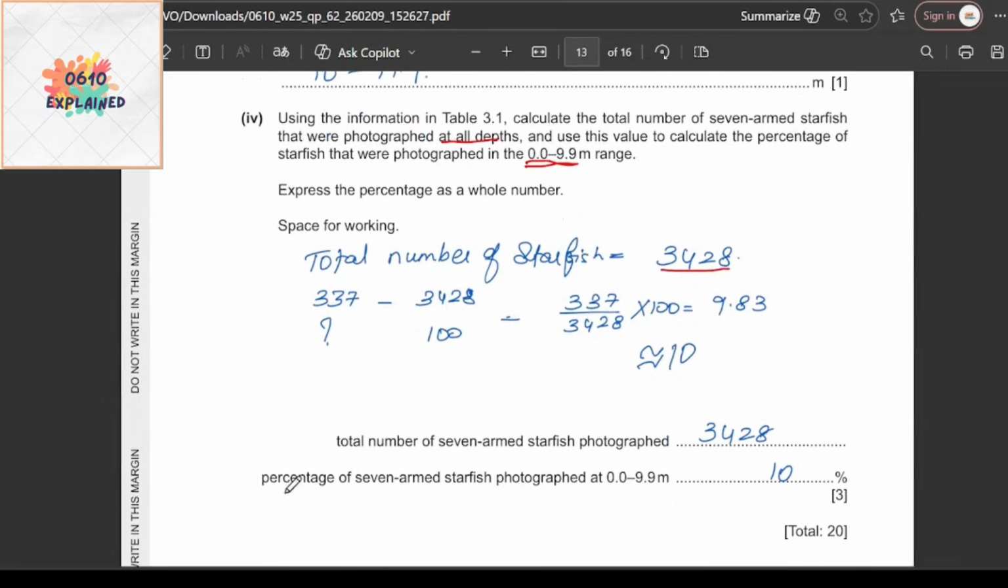3428. Now we have to find the percentage, expressed as a whole number. So we have to multiply by 100. So 337 divided by 3428 times 100 will give you 9.83. So your answer is going to be 10% because they have told you whole number. 9.8 will be rounded up to 10.